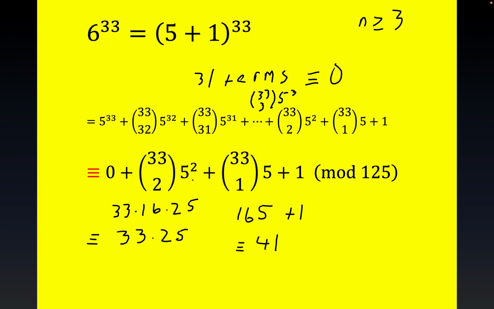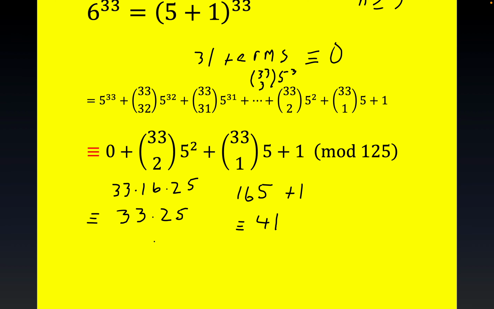Now, and again, does that make sense? 16 times 25 is 400. If you divide 125 into 400, you have a remainder of 25. Okay. So it looks like the 16 just went away. It sort of did, but 16 times 25 happens to be congruent to 25 mod 125.